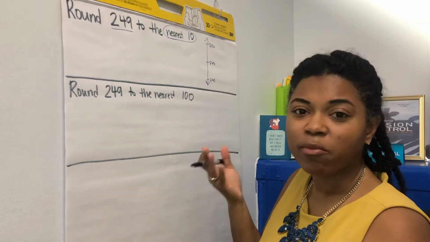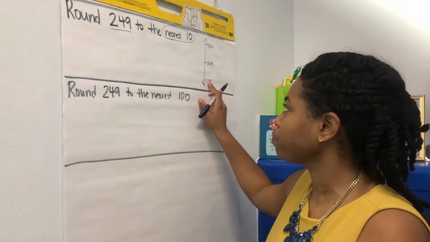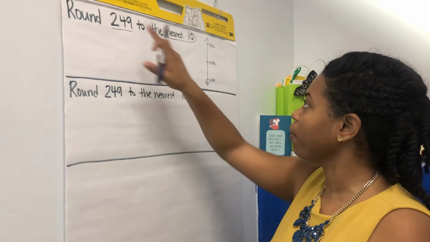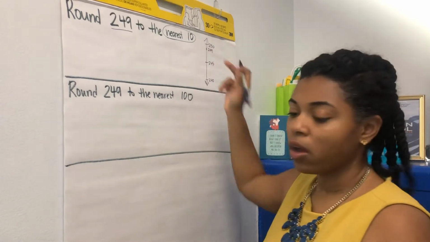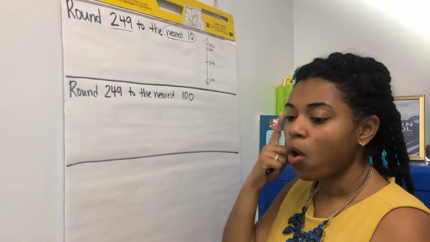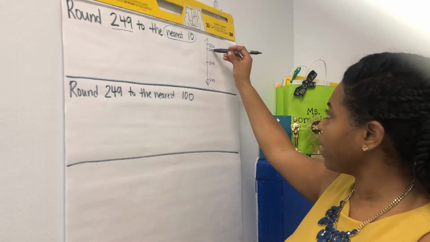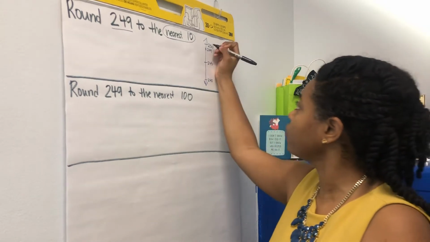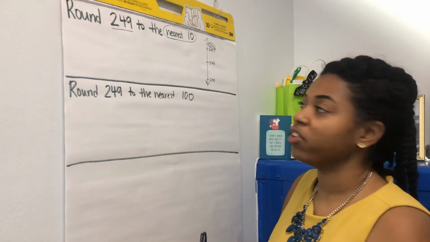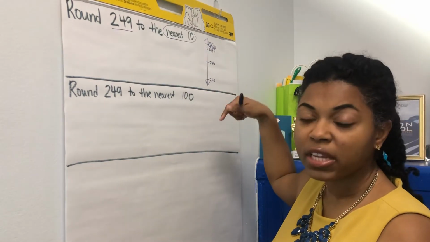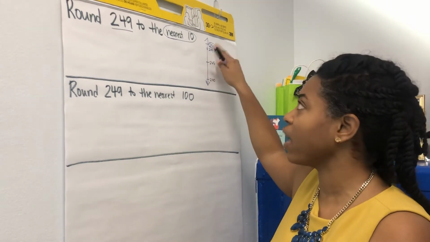I know that because if I'm rounding to the nearest 10, halfway is always going to be 5 more than my lowest landmark. Now I'm going to place my number where it belongs. 249 is about right here. What landmark is my number closest to? My number is closest to 250, so it's going to round up to 250. If your number is below your midpoint, it's going to round down. If your number is at the midpoint or higher, it's going to round up.